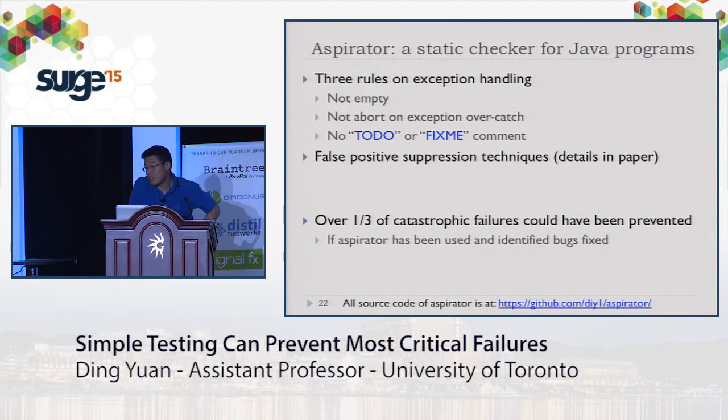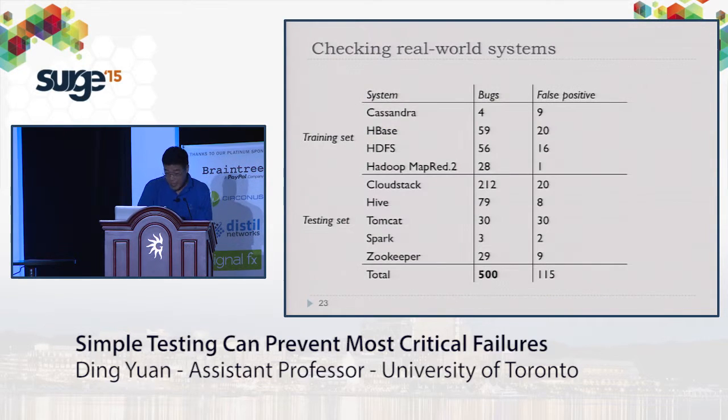And clearly, if this tool is used and the detected bug has been fixed, over 1/3 of the catastrophic failures we studied could have been avoided. But we further applied this tool on the latest version of some distributed systems to see whether we can find new bugs. And this is our result.